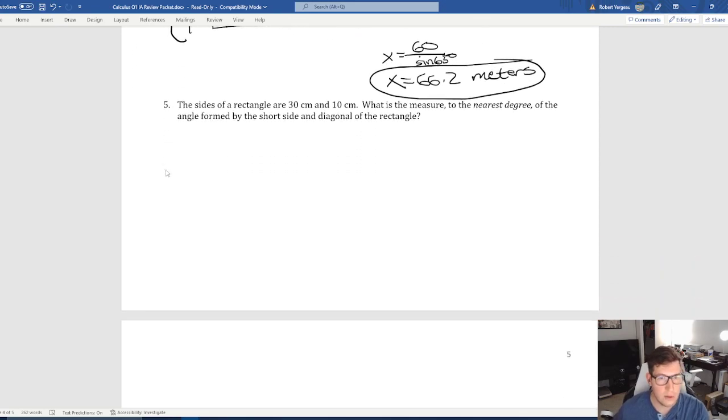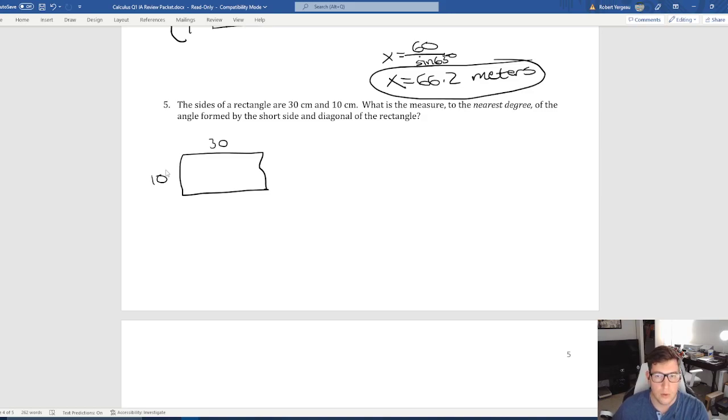All right. And now we're going to look at number 5. Number 5 is another trig question, and again, as I mentioned, setup for trig questions is so important. So we're going to draw in our rectangle. We know we have a short side and a long side, specifically two of each. A little wonky there, that's okay. The long side is 30 centimeters, the short side is 10 centimeters. And then we have this lovely diagonal.